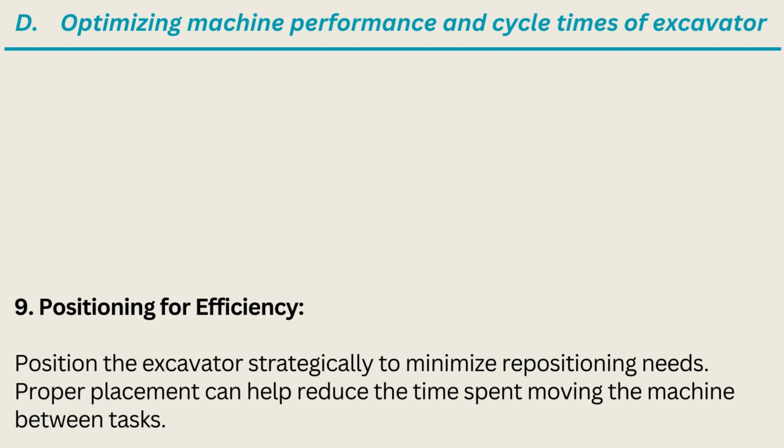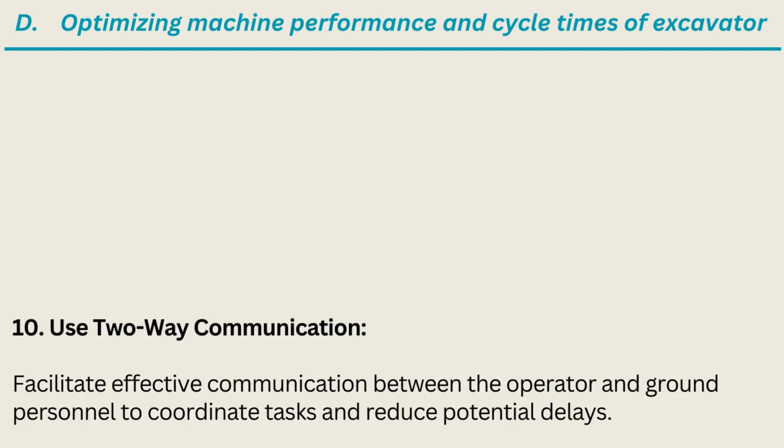9. Positioning for efficiency. Position the excavator strategically to minimize repositioning needs. Proper placement can help reduce the time spent moving the machine between tasks. 10. Use two-way communication. Facilitate effective communication between the operator and ground personnel to coordinate tasks and reduce potential delays.